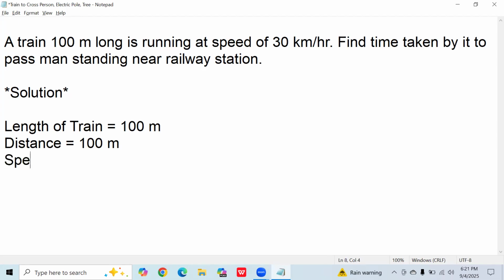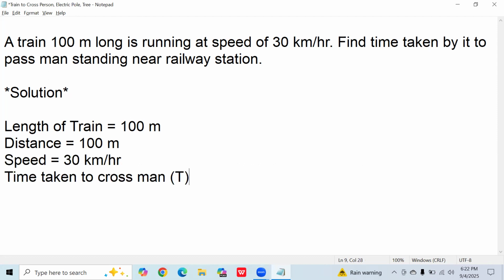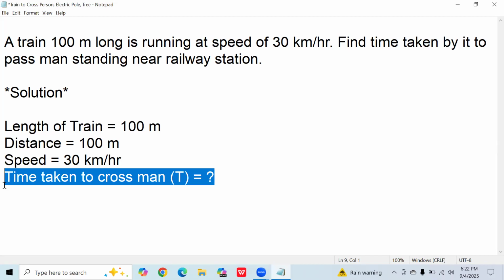What is speed? Speed they have given us is 30 kilometer per hour. And what are they looking for? Find the time taken by it to cross a man. So time taken to cross man, we will just put it as T. If you are aware of the distance formula, distance is equal to speed into time. So distance we have, speed we have, so we can get the time easily.